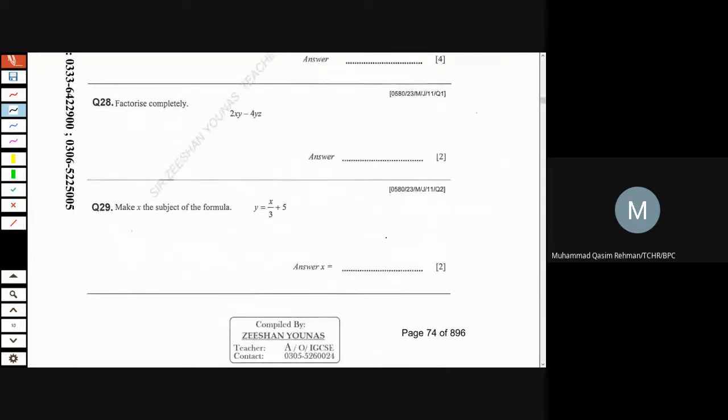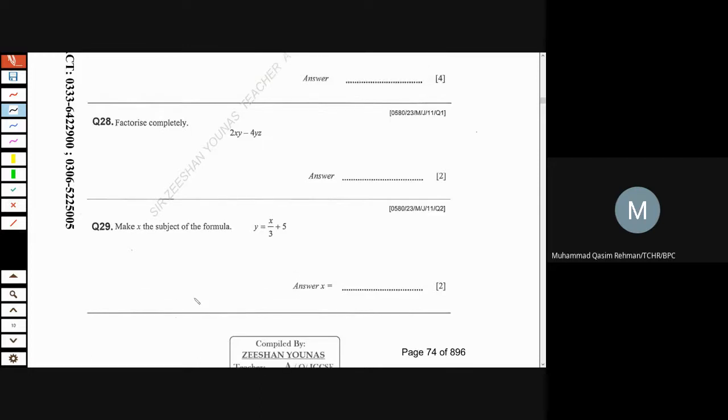Okay, factorize completely. How many terms do we have here? Question number 28. Two. What sign do we have between the two terms? Minus. Whenever I have two terms and I have a negative sign between the two terms, my first priority would be to check if I can write down each term as a square of something. There is no need to write it down, you can do it in your head. Is 2 a square of any number? No. So that denies the first priority.